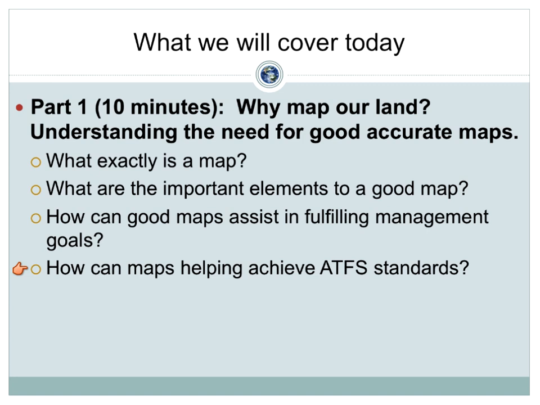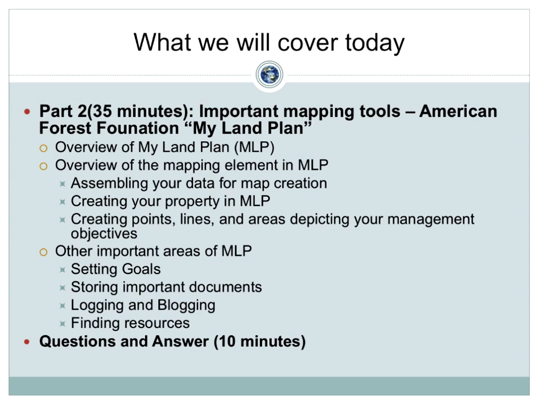Part two is we're going to go into the American Forestry Foundation sponsored My Land Plan, do an overview of it, and an overview of the mapping elements. That's going to be a lot of the meat right here, spending time showing you how you actually create spatial map information on My Land Plan. And then we'll spend some time looking at some of the other really neat things about My Land Plan: setting goals, storing important documents, logging and blogging, and finding resources that are out there. We'll spend the last 10 minutes answering questions.